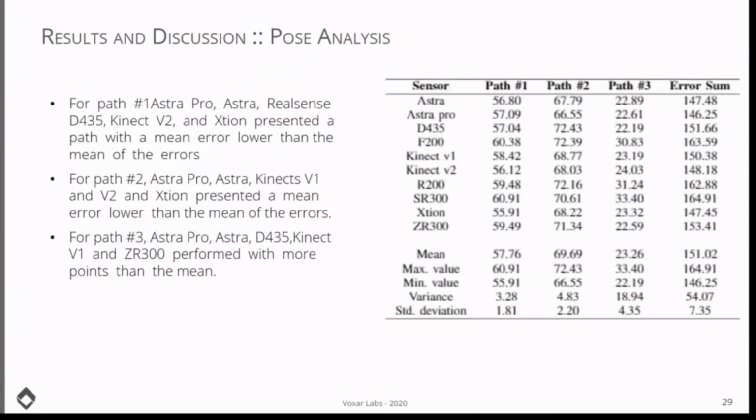About the pose analysis. For path 1, Astra Pro, Astra, RealSense D435, Kinect V2, and Action presented a path with a mean error lower than the mean of the error. For path 2, Astra Pro, Kinect V1, Kinect V2, and Action presented a mean error lower than the mean of the error. For path 3, Astra Pro, Astra, RealSense 435, Kinect V1, and RealSense ZR300 performed with more points than the mean.